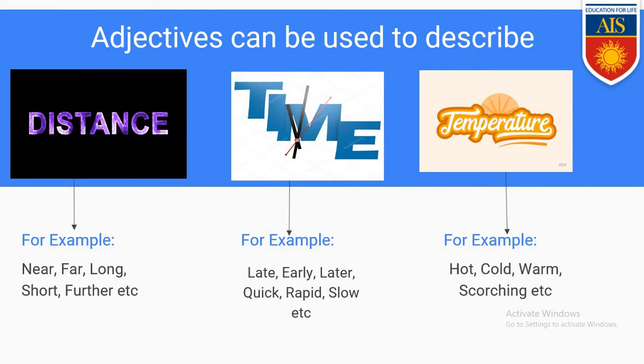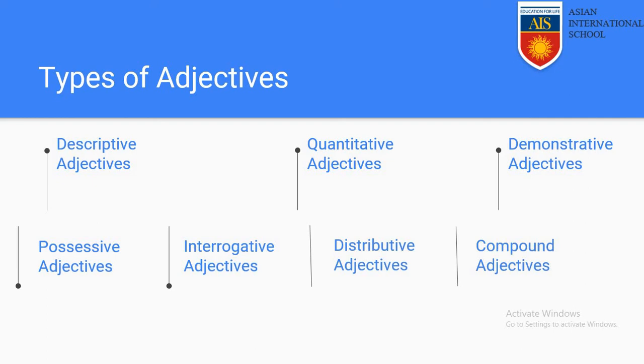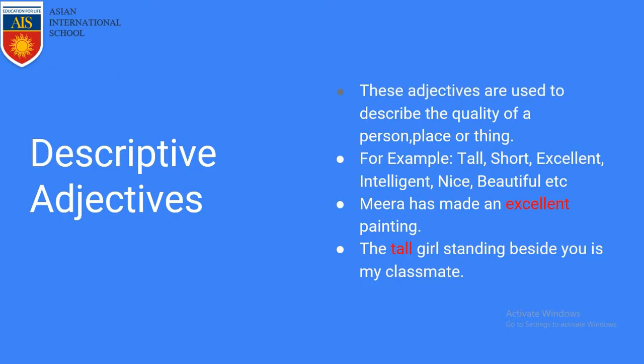There are several types of adjectives that you will learn in the next part of the video. There are a total of 7 types of adjectives. What are they? Descriptive, quantitative, demonstrative, possessive, interrogative, distributive, and compound adjectives. So total 7 types of adjectives are there, and now we are going to learn in detail what these adjectives are. First is descriptive adjectives.